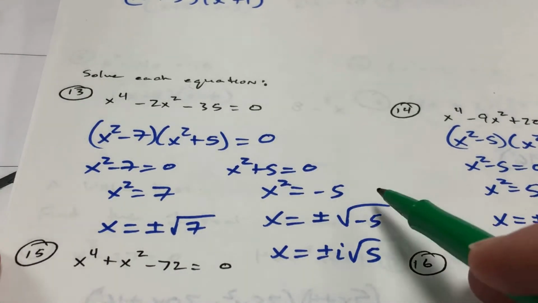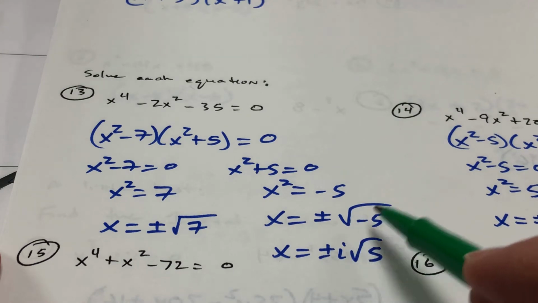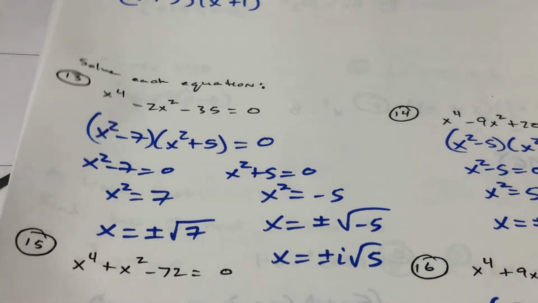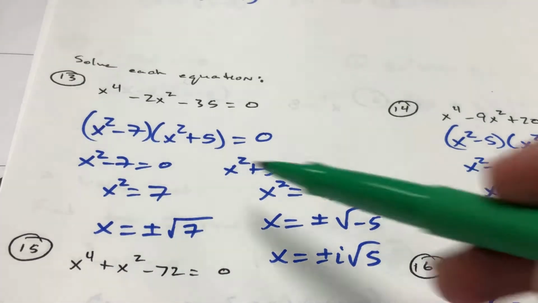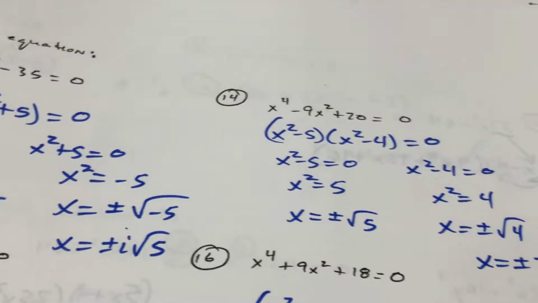I get x squared is a negative 5. I take the square root of both sides. Plus or minus the square root of negative 5 would be plus or minus i root 5. I have 4 answers: plus, minus, 1, 2, plus, minus, 3, 4.